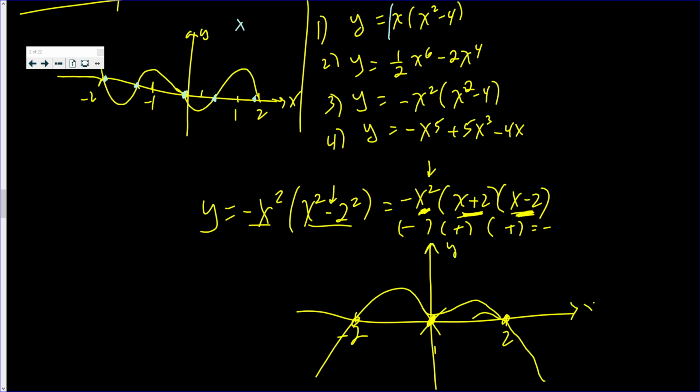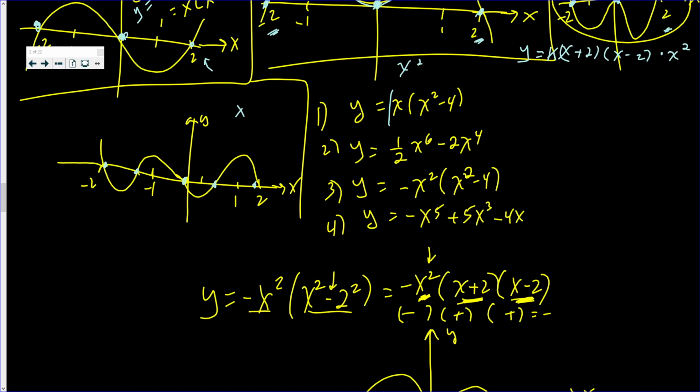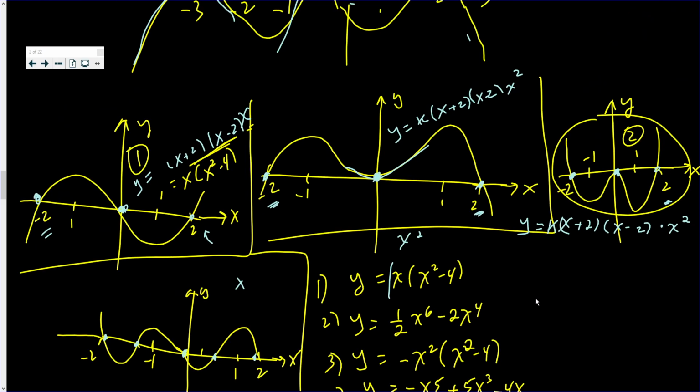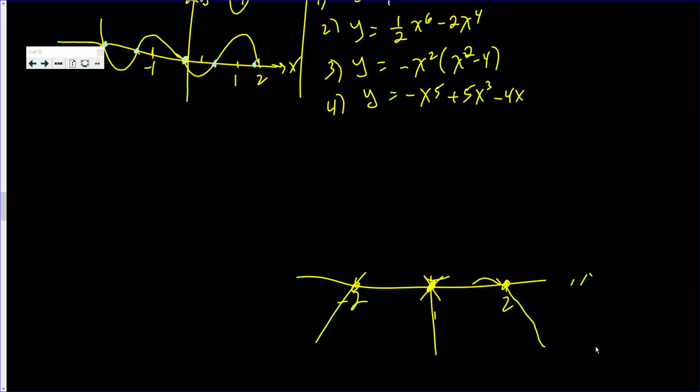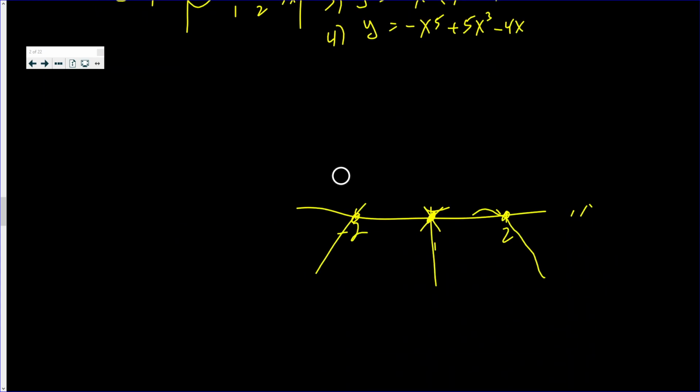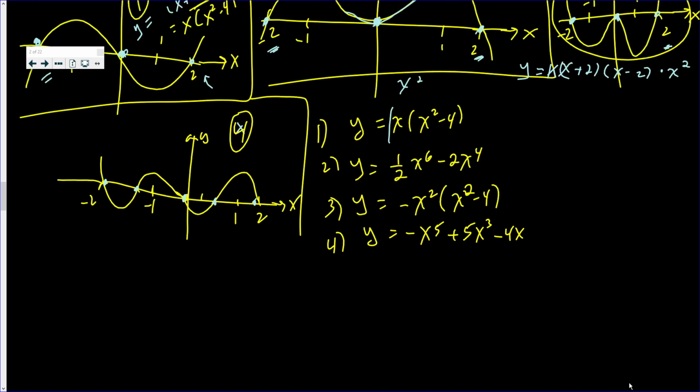Y-axis. X-axis. And that's this graph over here. Process of elimination says that's graph number 4. But let us look at it. Let's make sure. On an exam, that's number 4.